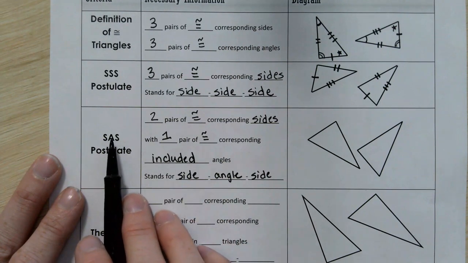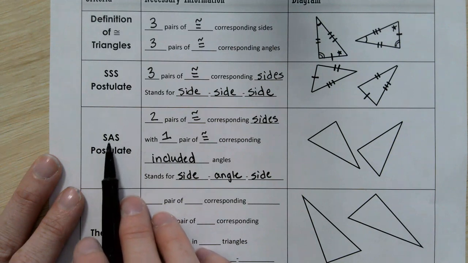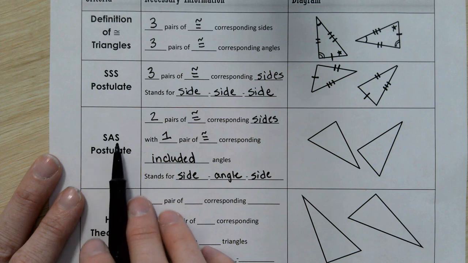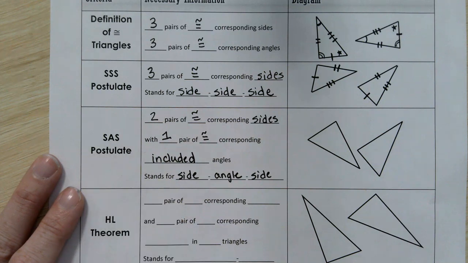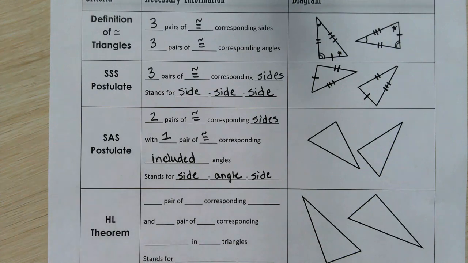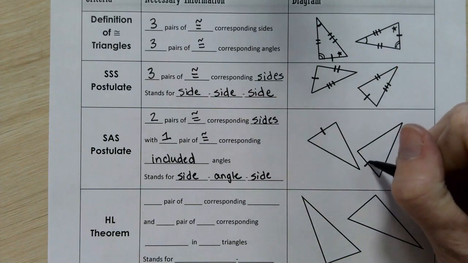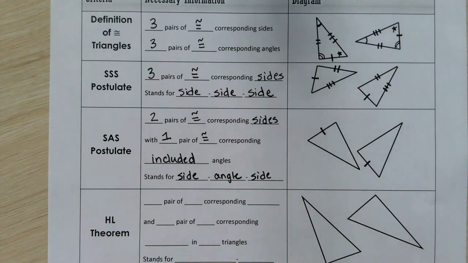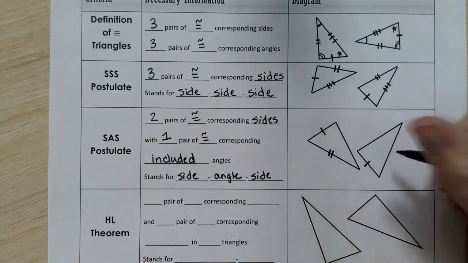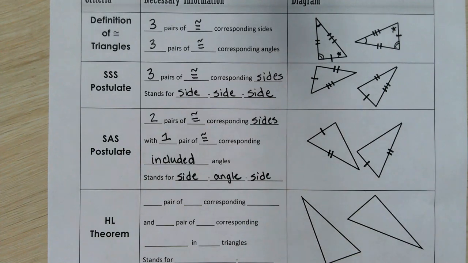That A is sandwiched in between the S's, and that's important because if the A wasn't in the middle, it wouldn't be side, angle, side anymore. It would be something different. And so what we're looking for in order to spot this particular way of showing that triangles are congruent is going to be 2 pairs of congruent corresponding sides. So that would be 1 set of congruent corresponding sides. Maybe this is the other one that we know.